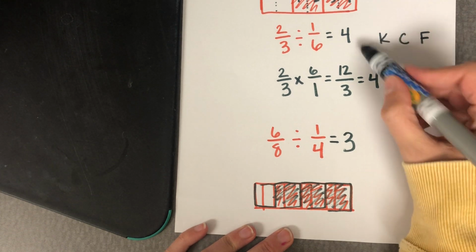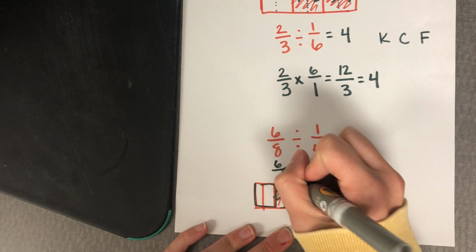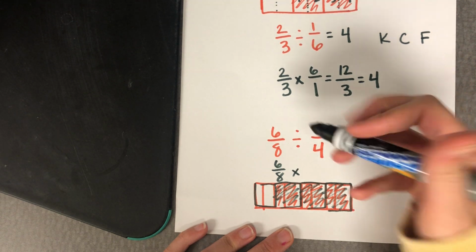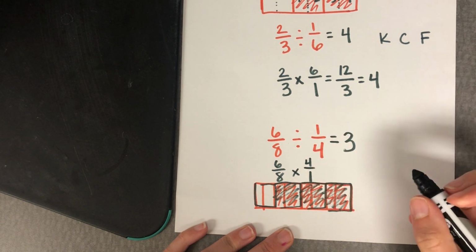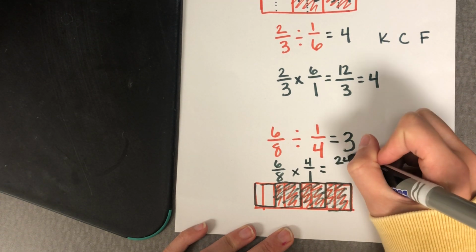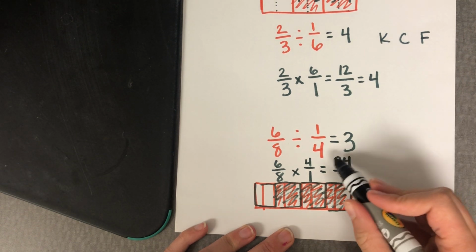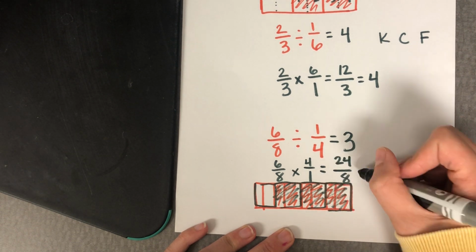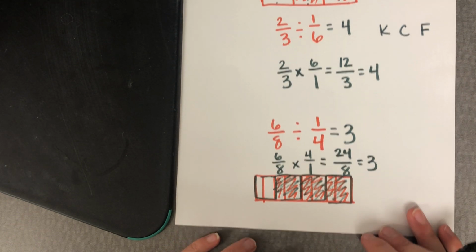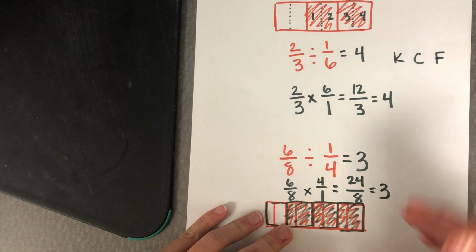Let's do the keep, change, flip to see if that works. So I'm going to rewrite this problem to be 6/8 times, instead of 1/4, I'm going to flip it to be 4 over 1. Then I'm going to multiply. 6 times 4 is 24. 8 times 1 is 8. Remember that this is a division problem, so 24 divided by 8 equals 3, and we still get the same answer. Let's do one more without drawing a picture just to prove that the keep, change, flip works every time.